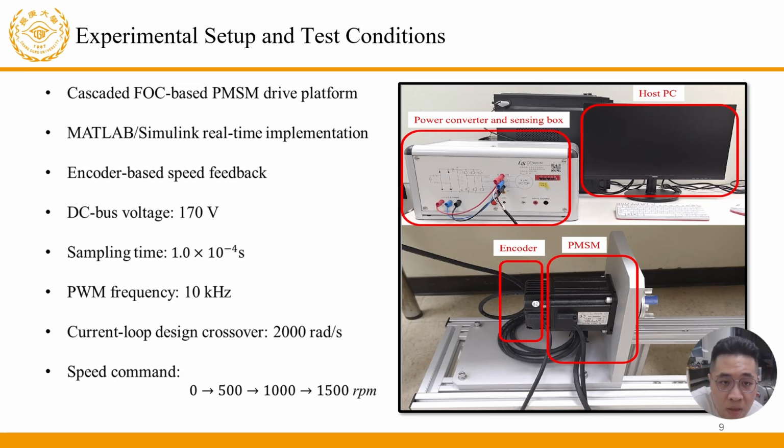The speed command is a step signal. It increases from 0 to 500, then 1000, and finally 1500 RPM. All controllers are tested under the same condition.